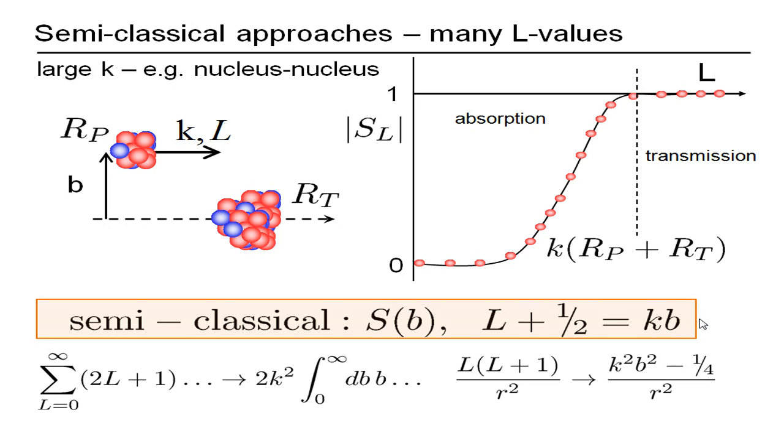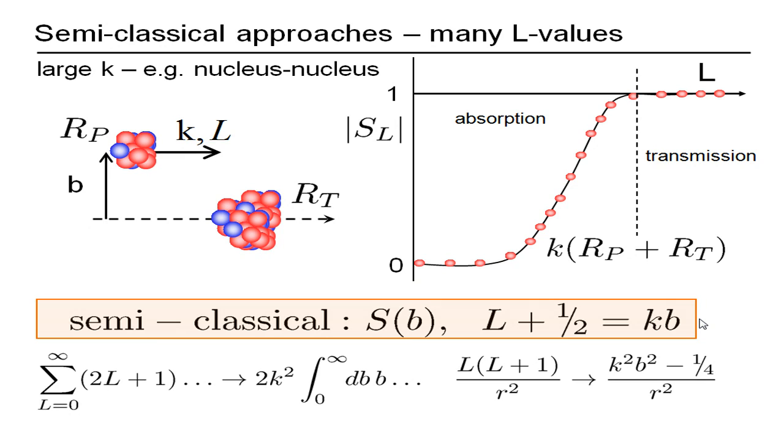Being a little more precise than we were last time, we've been talking about an S of L when you do coupled channels calculations. I'm going to start talking about an S of B, where B is the impact parameter. Being a little more careful, the relationship between the fully quantum discrete angular momentum index L and the continuous impact parameter index B has this 1/2 kicking around in there. It's neither here nor there really, because if we're talking about high energy collisions, L can be a very large number, and so that little extra 1/2 doesn't really matter very much.